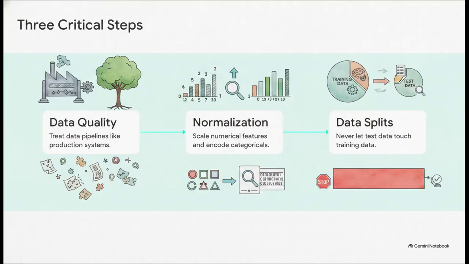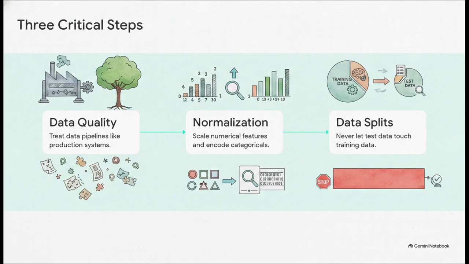Let's jump into section 3, data as the new infrastructure. Listen, you've got to start treating your data pipelines exactly the same way you treat your production server infrastructure. Seriously. And this requires executing 3 critical steps without fail. Step 1, ensuring data quality. Because missing values, duplicates, or inconsistent formats will instantly corrupt your model training.